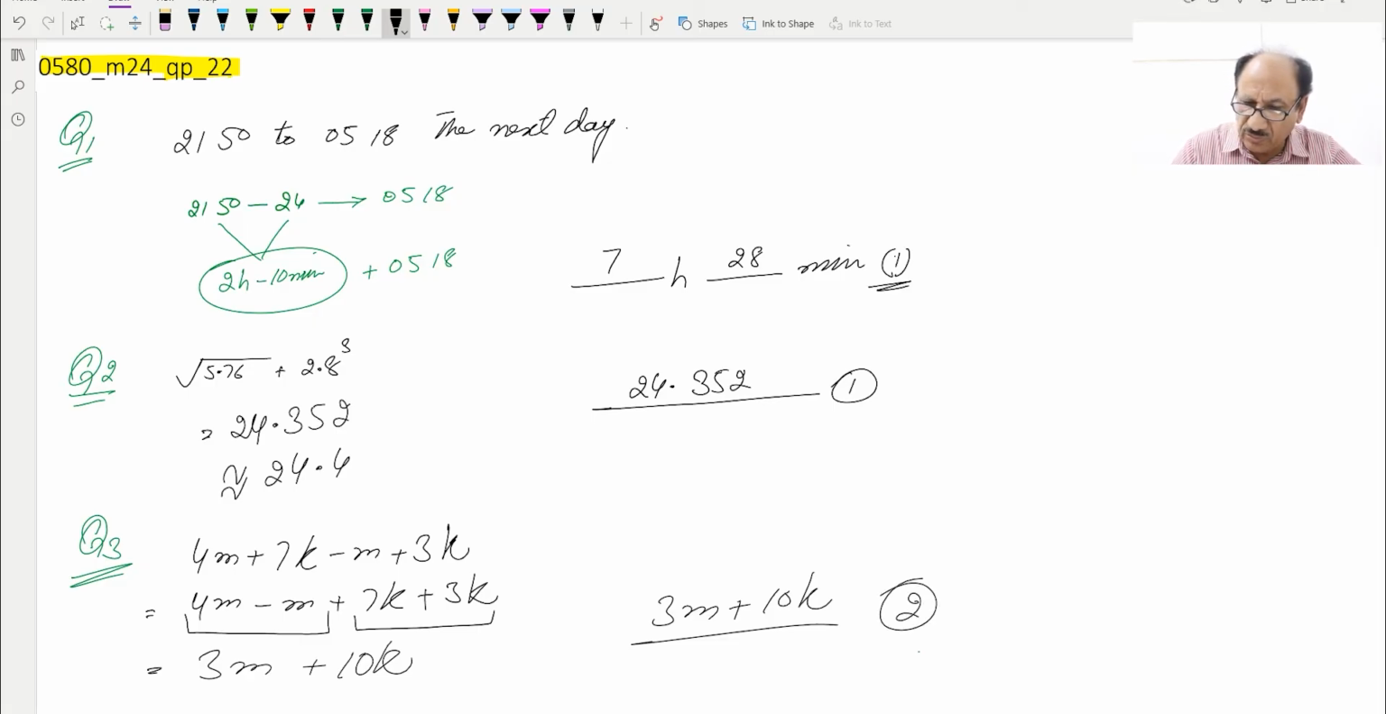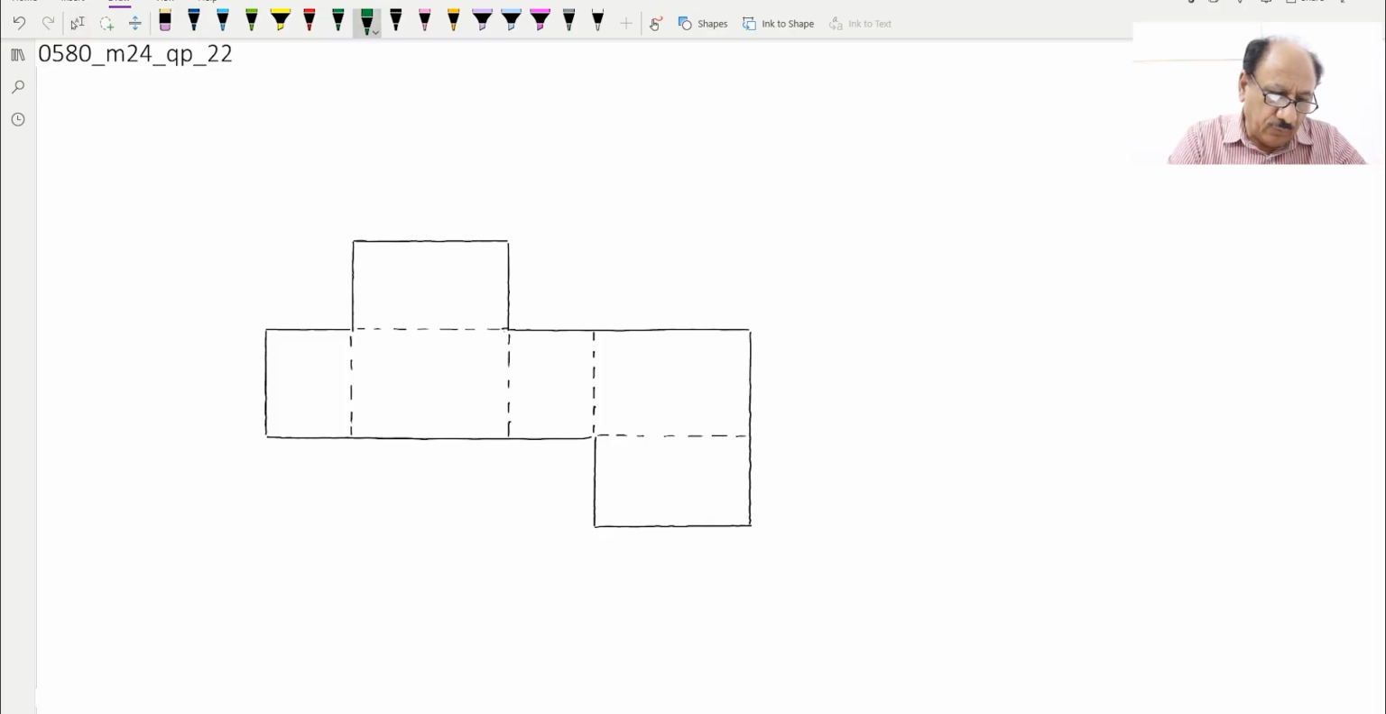2 marks for this one. Hopefully you understood this. Question number 4, and question number 4 says, if we go through the question number 4, wording of the question I will read for you. You can refer from the paper.